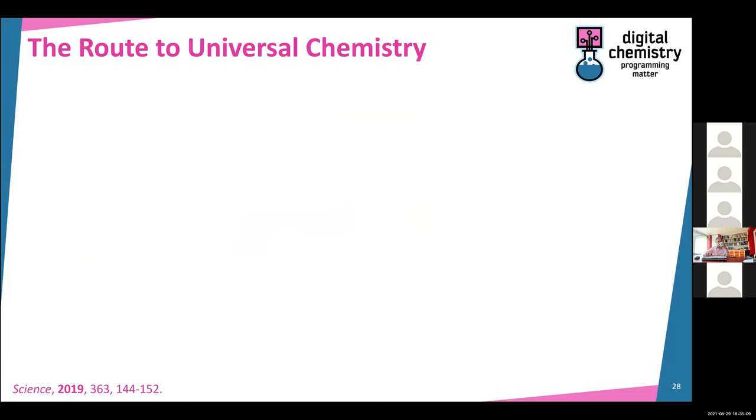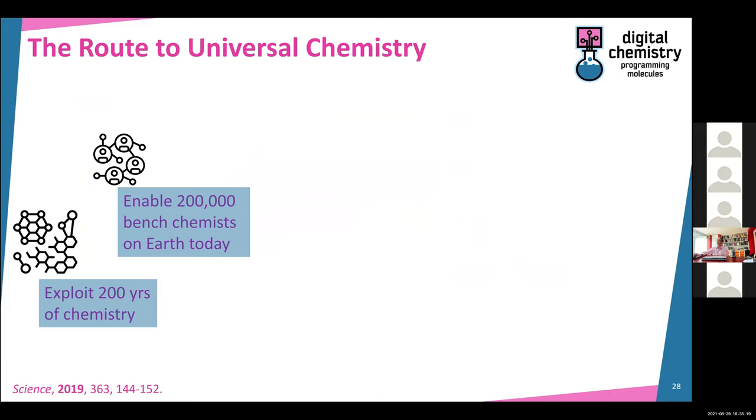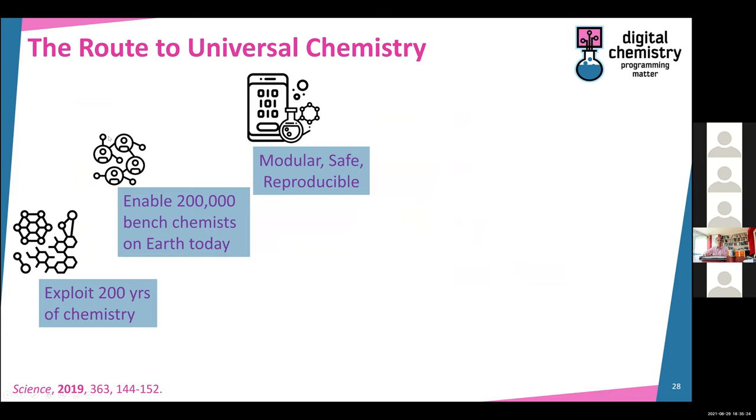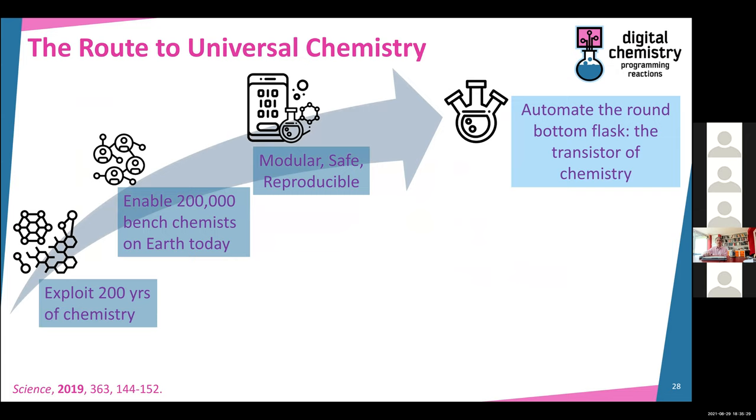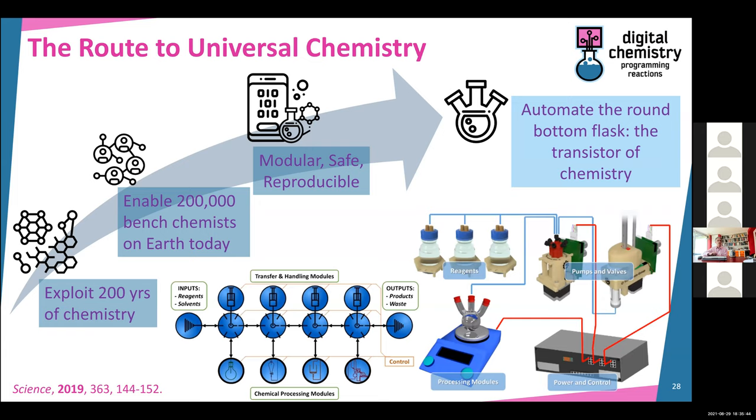So the way we had to do this is we needed to build a machine that would do this. It was a state machine that would exploit the history of chemistry, enable the bench chemists today in the lab, help make it easier for them, make it modular, safe, reproducible. And then basically we had to automate the round bottom flask. And automating the round bottom flask allowed us to give rise to making this system here. There's pumps and valves connected by this fluidic machine.